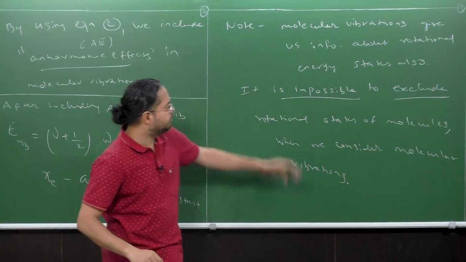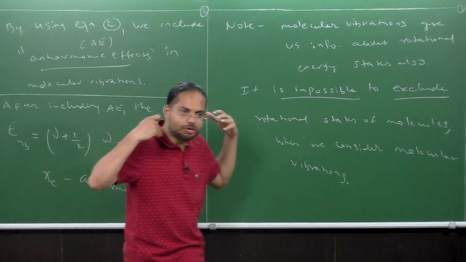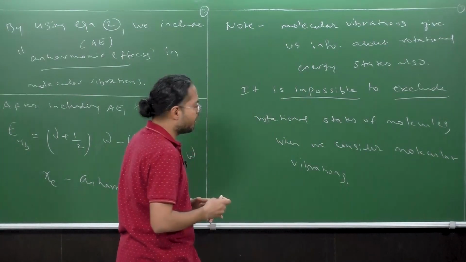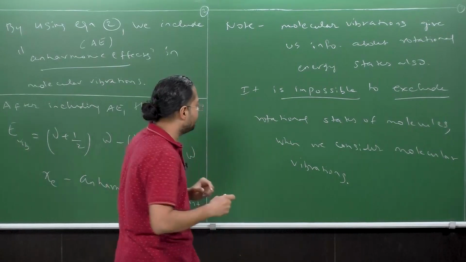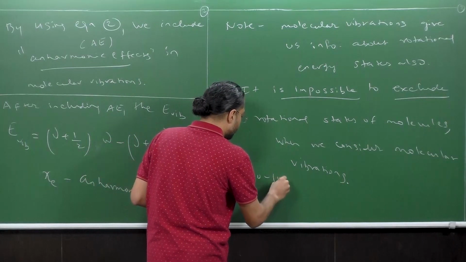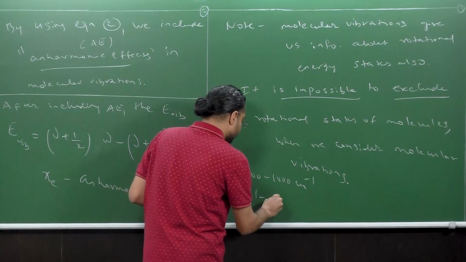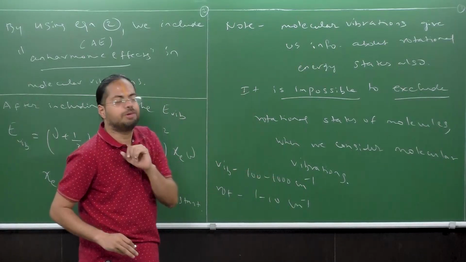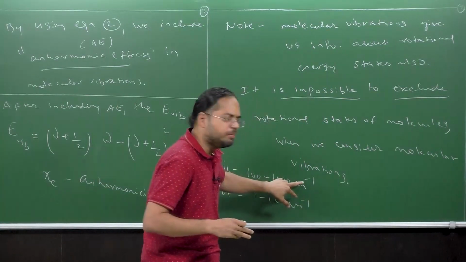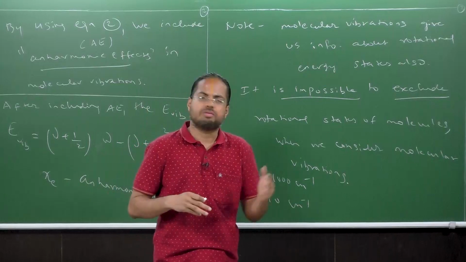All right. This statement might sound profound to you right now if you have not paid attention, but if you've been paying attention to this class all along, it's a simple extension of what I've been saying all along. Molecular vibrations typically happen around 100 to 1000 centimeter inverse, and molecular rotations happen around 1 to 10 centimeter inverse. I keep giving you different units: sometimes wavelengths, sometimes per centimeter, sometimes frequencies, sometimes energy units themselves. But they're all equivalent. Don't worry about that.